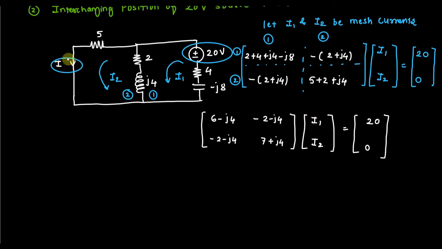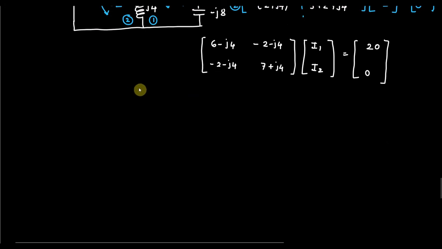Now what is our aim? Our aim is to find out this current I. And if you see the network, this current is same as I2. So our aim is to just calculate the value of I2. So by the same method, which method? Cramer's rule. So by Cramer's rule, we will find out the current I.